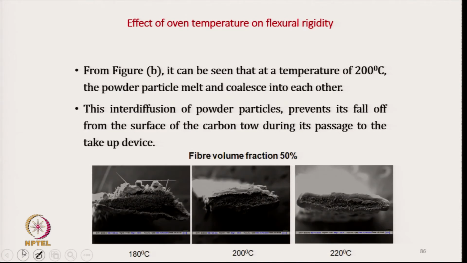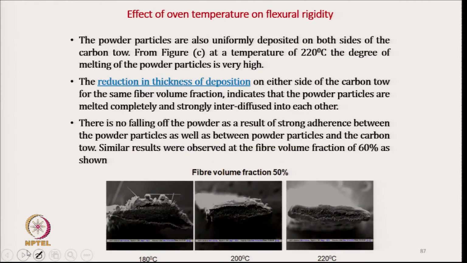polypropylene. And in figure B, which is at temperature 200 degree Celsius, powder particles melted properly, and interdiffusion of powder particles was there, which prevents it from falling off. Interdiffusion is there, and at 220 degree Celsius the degree of melting is very high, and the reduction in thickness, as I have already mentioned.